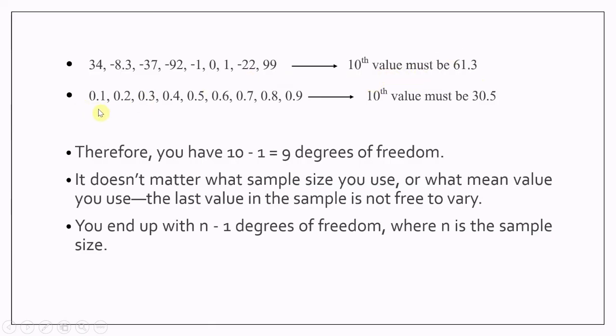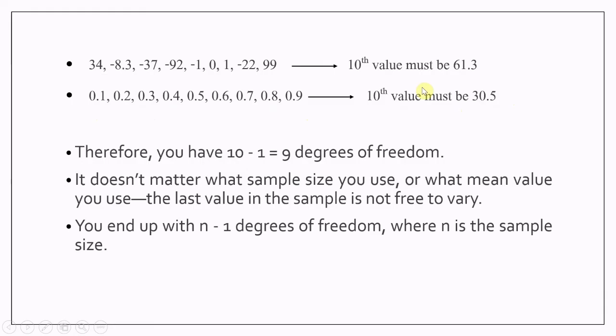Similarly, the first value selected is 0.1, the second value you selected is 0.2. In this way you have selected different values. So the 10th value should be a very specific value so that the sum of these 10 values is 35. So you have 10 minus 1 degrees of freedom.